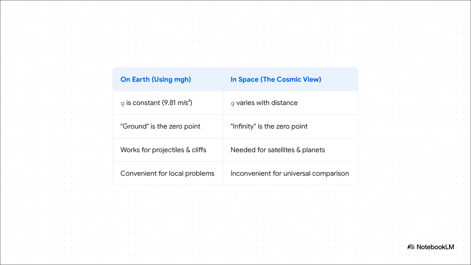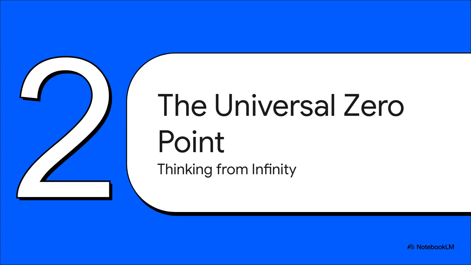Simple. But here's the catch. The mgh formula relies on two big assumptions that completely break down in space. First, it assumes g, gravity, is constant. That's fine if you're just a few feet off the ground, but for the moon, the force of gravity gets way, way weaker the farther out you go. Second, it assumes the ground is our zero energy point. But if you're comparing Earth to Mars, which ground do you use? It's not a universal system. To make physics work everywhere, for everything, we have to change how we think. We need a new zero point, one that isn't tied to any specific planet, but works across the entire universe.